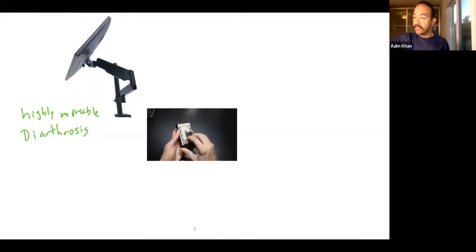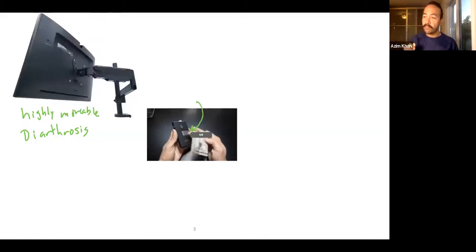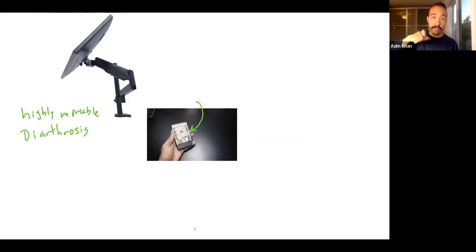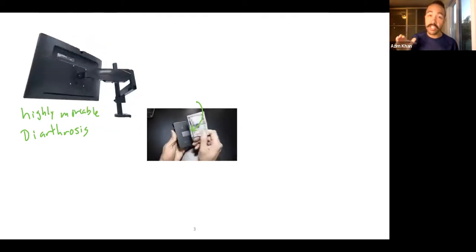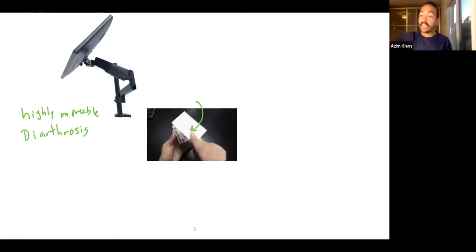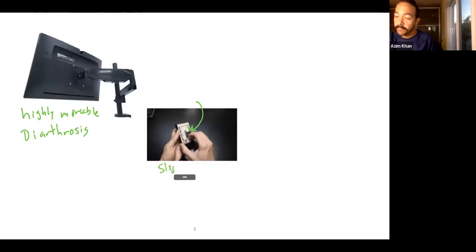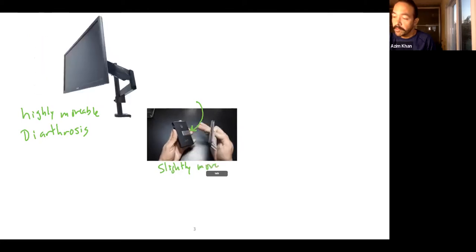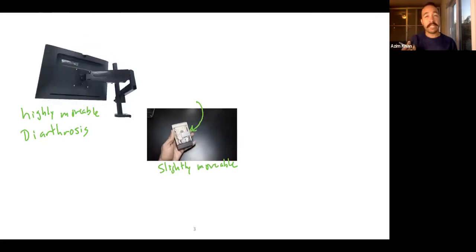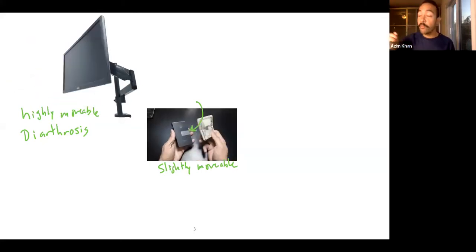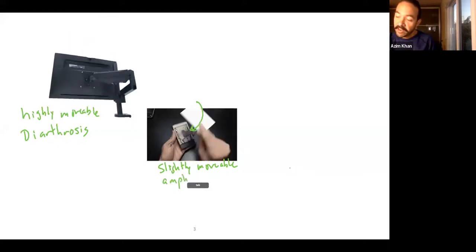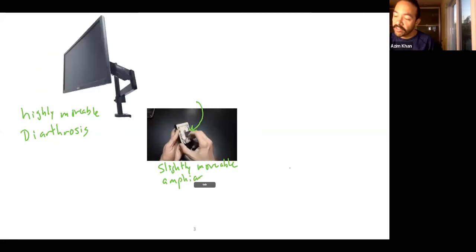If you look at this money clip, this metal part of the money clip is slightly movable. You want it to move just enough so you can slip your money in there, but not much. It shouldn't swivel all the way open, otherwise you're going to lose your money. So this is a slightly movable joint. We have joints in our body that we don't want to move that much, but we want to move a little bit. The term for slightly movable joints is amphiarthrotic joint. It's an amphiarthrosis.